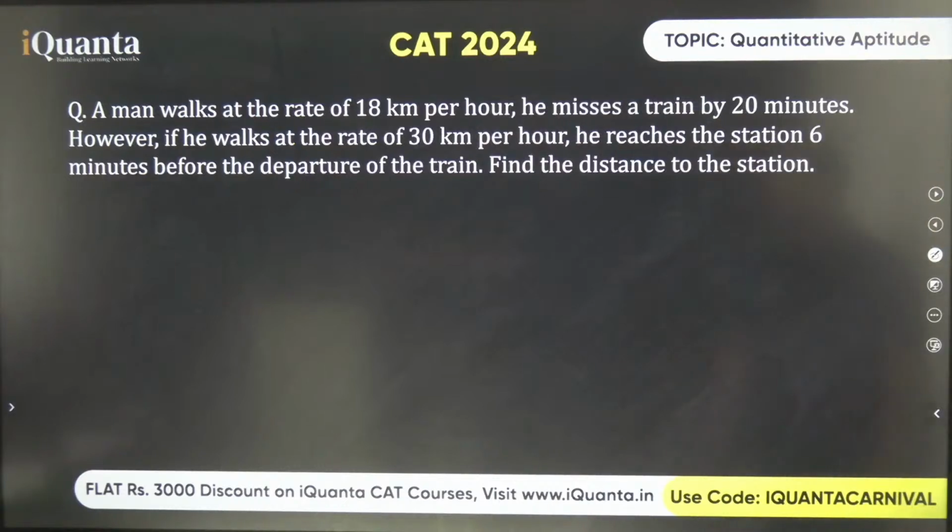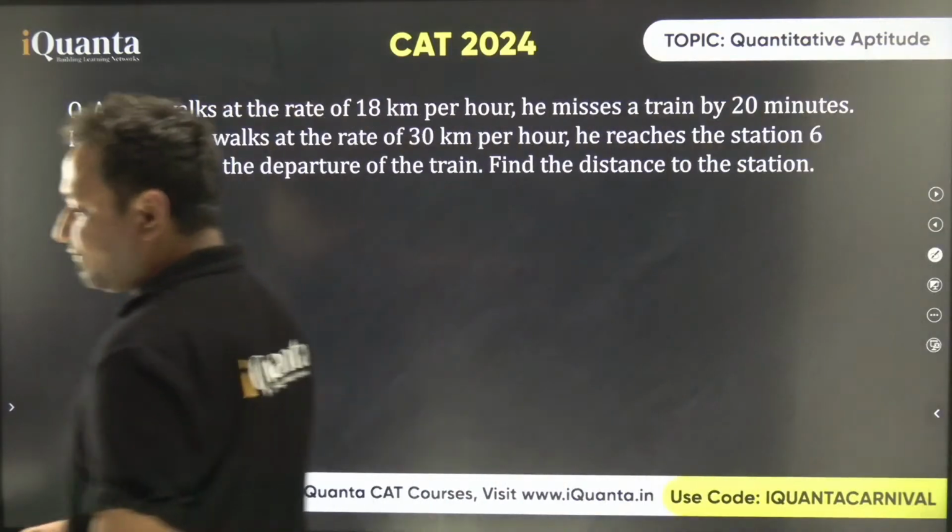The next one. A man walks at the rate of 18 km per hour. He misses a train by 20 minutes. However, if he walks at the rate of 30 km per hour, he reaches the station 6 minutes before the departure of the train. Find the distance to the station. Okay, you have 2 minutes for this.